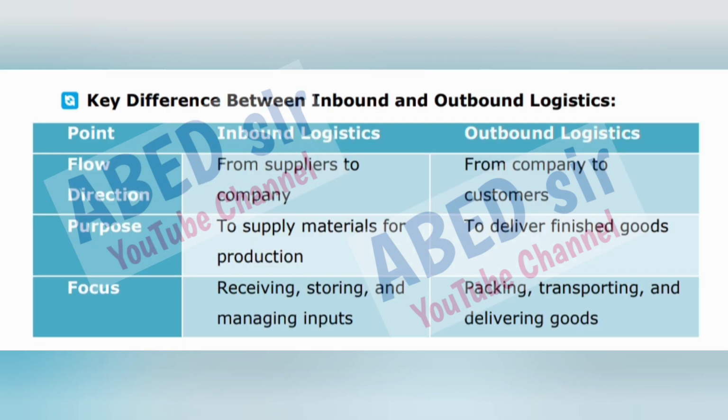Key difference between inbound and outbound logistics. Point: inbound logistics, outbound logistics. Flow direction: from suppliers to company, from company to customers. Purpose: to supply materials for production, to deliver finished goods. Focus: receiving, storing, and managing inputs; packing, transporting, and delivering goods.